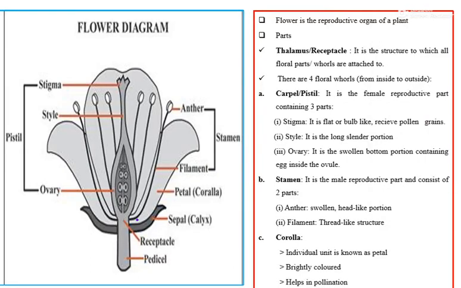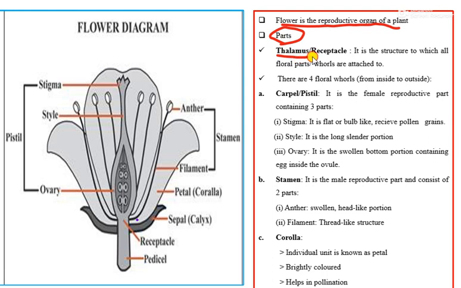Hello students, today I am going to start a new chapter, that is reproduction in flowering plants or embryology in angiosperms. In today's video we will learn about the structure of a complete flower. Why? Because flower is the reproductive organ of a plant, as we all know, right? Now let us see the parts of a complete flower.